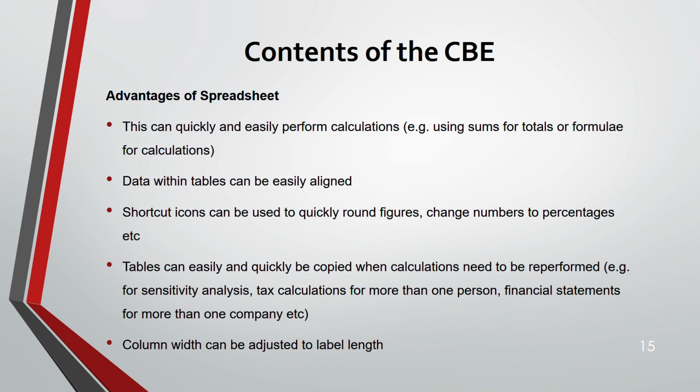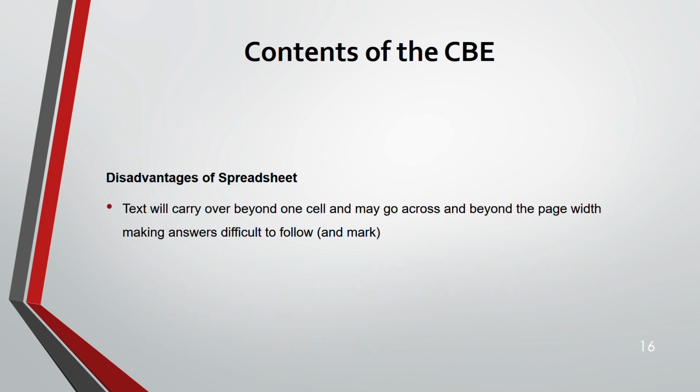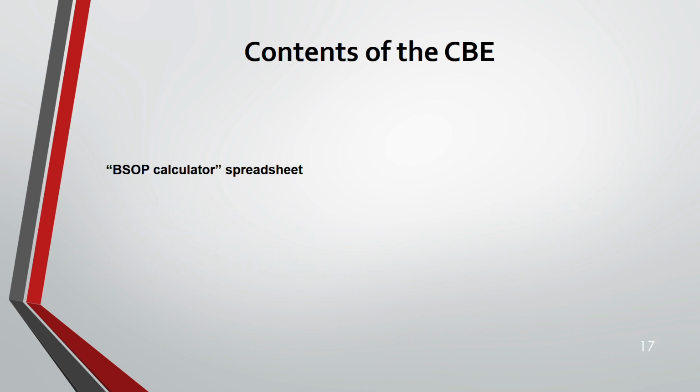And column width, you can easily adjust to the label length. If the text of that cell is very big, but the width is very small, you can adjust and make it big. Disadvantages are with text. When you're writing text, it will carry beyond one cell. So it makes it difficult for the markers to follow through and read it also. Bullet points are difficult to use.